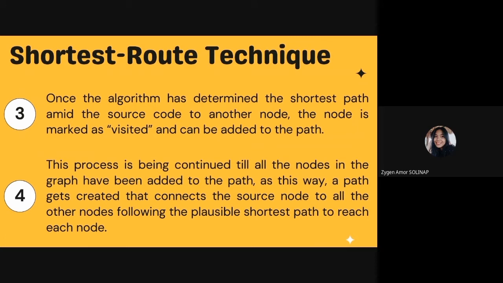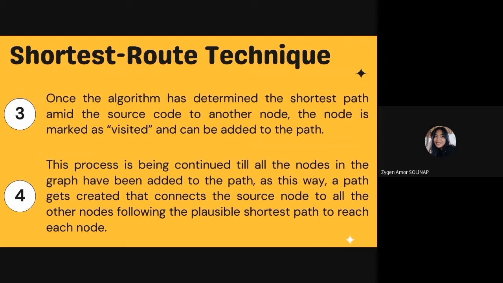Once the algorithm has determined the shortest path between the source node and another node, the node is marked as visited and can be added to the path. This process continues until all the nodes in the graph have been added to the path, and this way a path gets created that connects the source node to all the other nodes following the shortest path to reach each node. So to better understand Dijkstra's algorithm, let's have a sample problem.